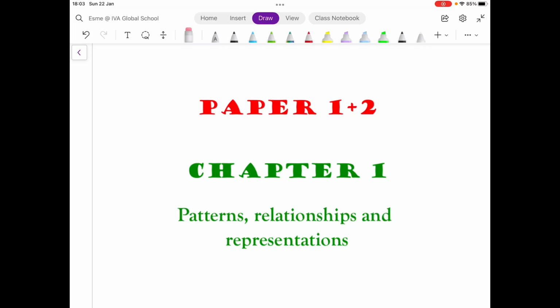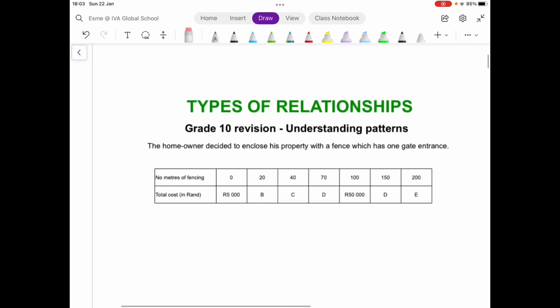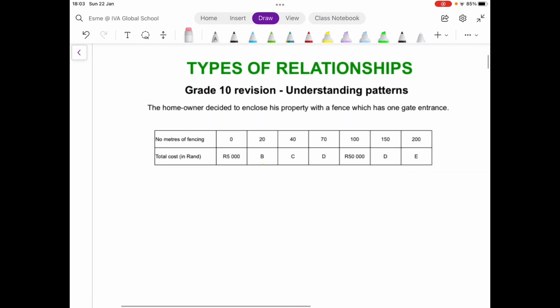Right, chapter 1. The concepts revised or completed in this chapter will be in both paper 1 and paper 2 for tests and exam purposes. We are dealing with patterns, relationships, and representations. The first thing I want to do is revise the understanding of patterns that we did in grade 10.